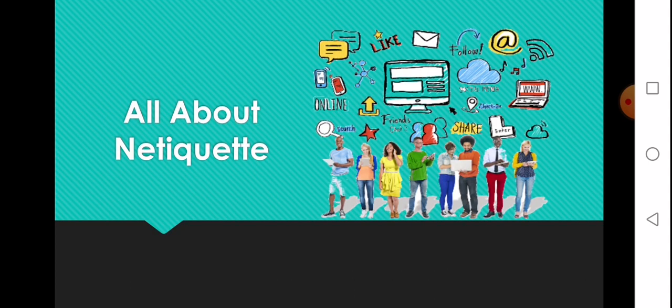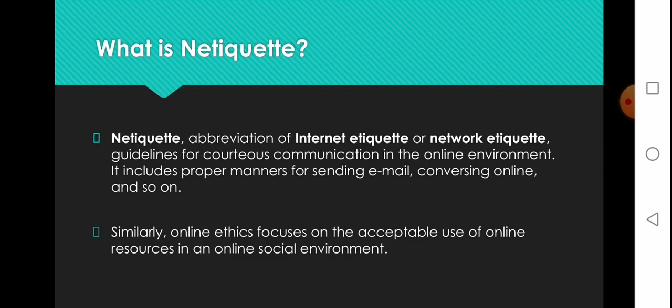Okay. Next, we talk about netiquette. So, what is netiquette? Netiquette is an abbreviation of internet etiquette or network etiquette. It is a set of guidelines for courteous communication in the online environment. It includes proper manners for sending email, conversing online, and so on.